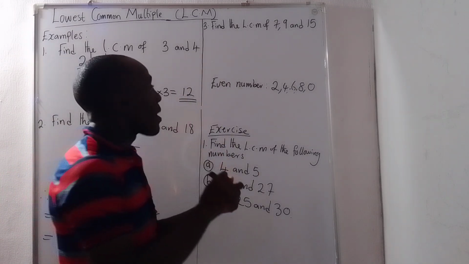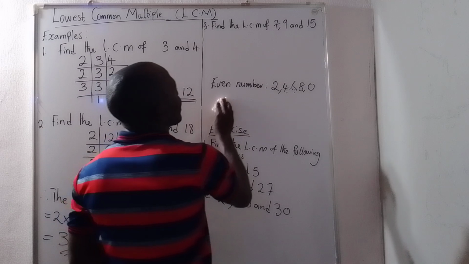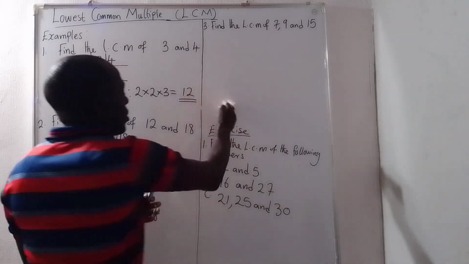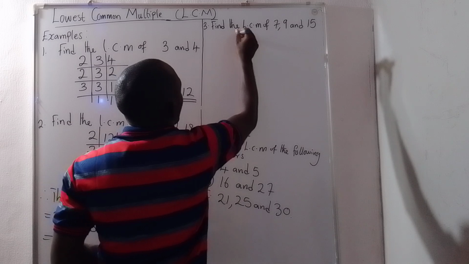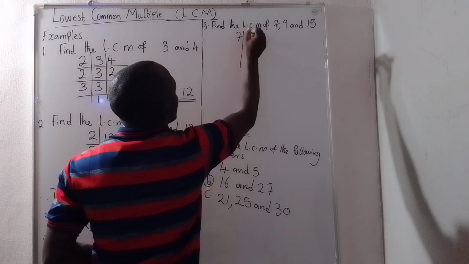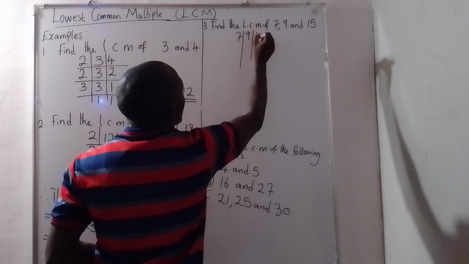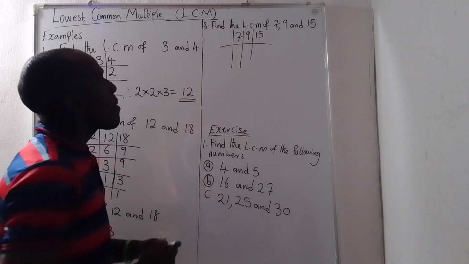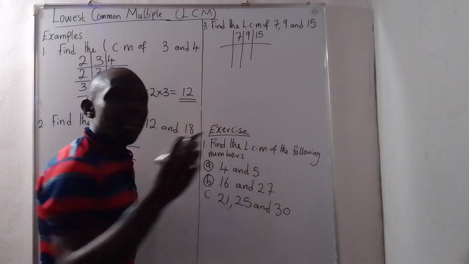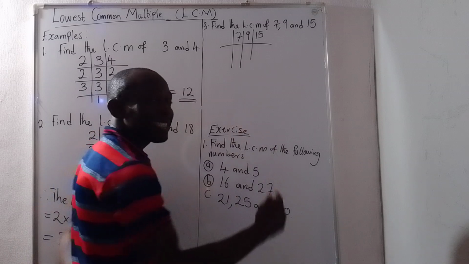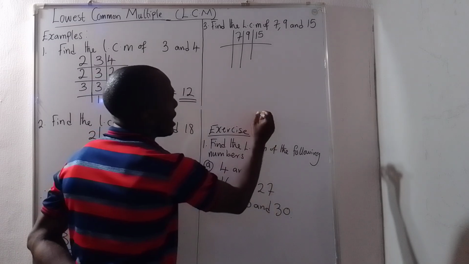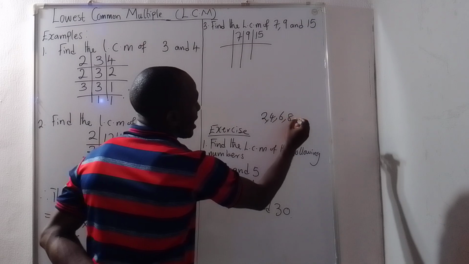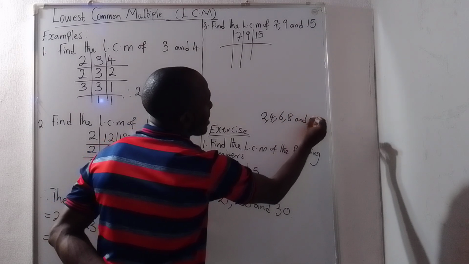Let's quickly look at our last example. Let me wipe this one. Okay, we write the numbers 7, 9, and 15. Remember what I said before: numbers that can be divided by 2 are numbers whose last digit is either 2, 4, 6, 8, or 0.